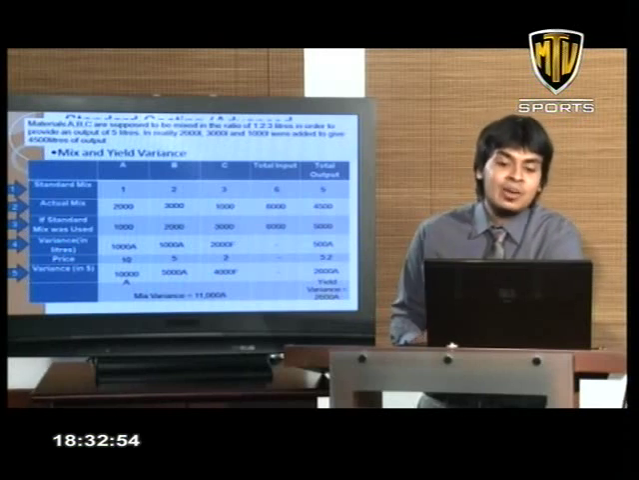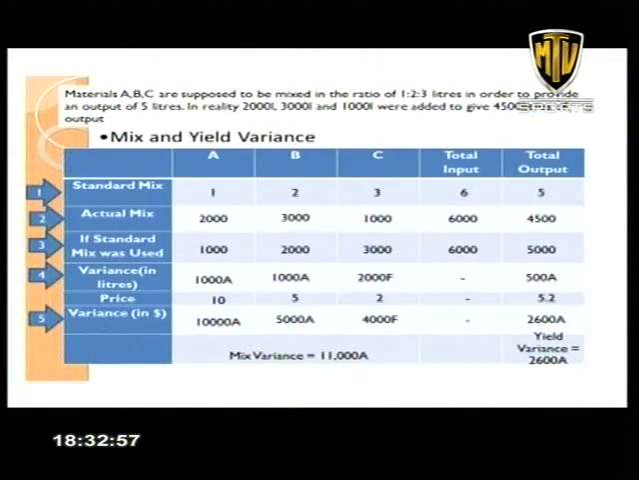But in reality, you have ended up mixing your materials in a ratio of 2:3:1. That is 2000 liters, 3000 liters and 1000 liters, and you have got an actual output of 4500. So in reality, you have mixed a total of 6000 liters, but not in your standard mix proportion. Because you didn't mix it in your standard mix proportion, the actual output has also been different. If you had used your standard mix, 6000 liters of input should have given 5000 liters of output, which has not actually materialized.